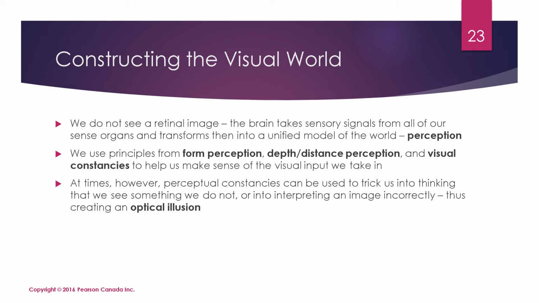So basically, the brain is taking the sensory signals from all of our sense organs and transforming them into a unified model of the world, which is essentially what we call perception. So we use principles from form perception, depth and distance perception, and visual constancies to help us make sense of the visual input we take in. At times, unfortunately, perceptual constancies can be used to trick us into thinking that we see something we do not, or into interpreting an image incorrectly, thus creating an optical illusion. So like that Necker cube that I showed you at the beginning of the last module, that would be an example of an optical illusion. I'm sure you've seen a lot of them over the years as well. I used to love looking at those books when I was a kid.